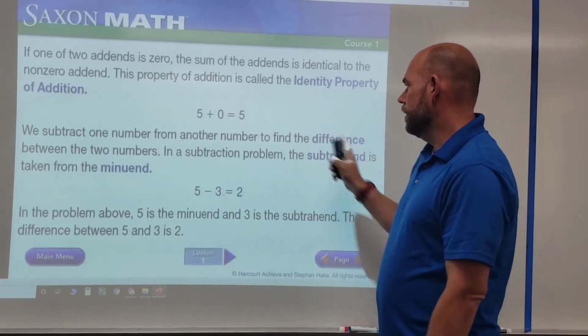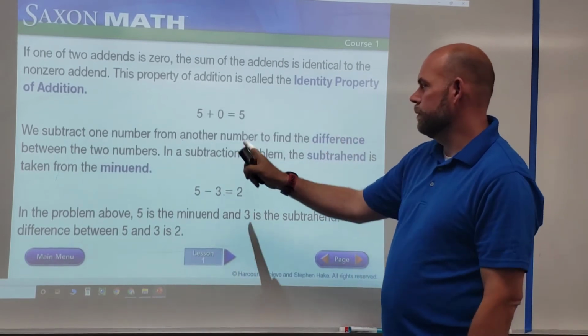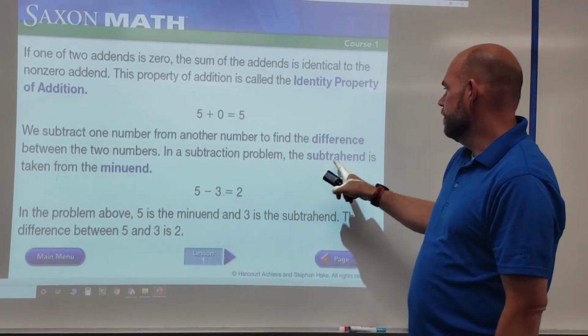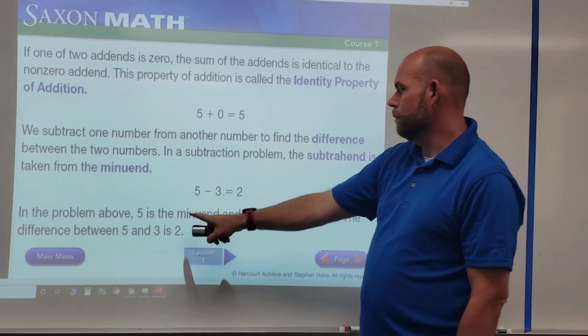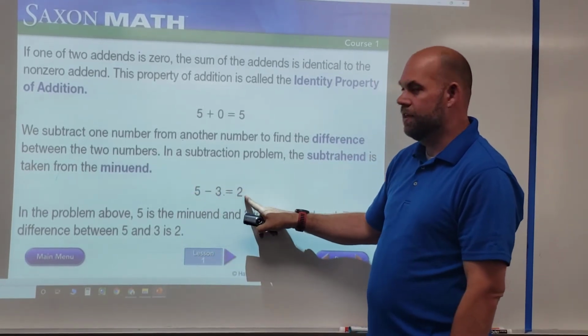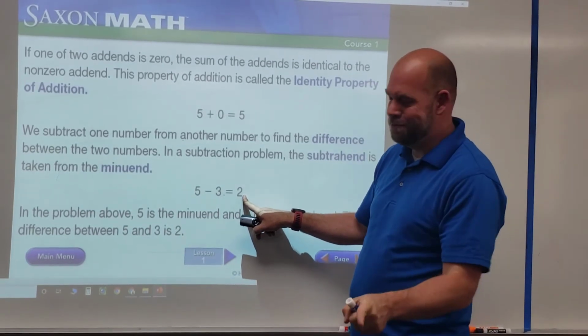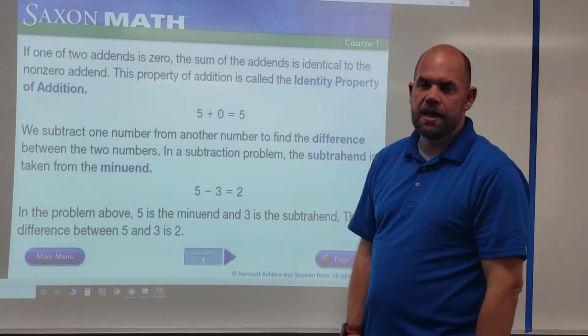When we subtract one number from another, we find the difference between the two numbers. In subtraction, the subtrahend is taken from the minuend. So 5 is a minuend, the subtrahend is the 3, and the sum, or the difference, sorry, sum is addition, difference is subtraction, the difference is 2.